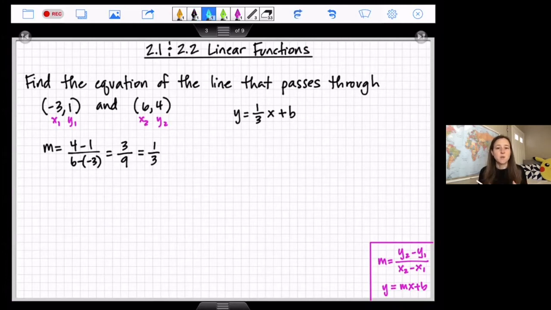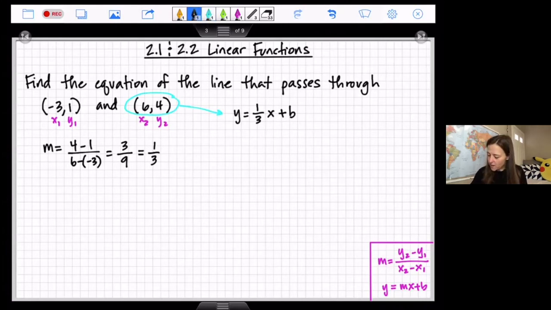I do this by plugging in a point, and I'm going to pick (6, 4) only because it doesn't have any negative numbers in it. It doesn't matter which one you choose to plug in by this method. So I'm going to plug in x equals 6 and y equals 4, and that's going to force this equation to tell me what the value of b has to be.